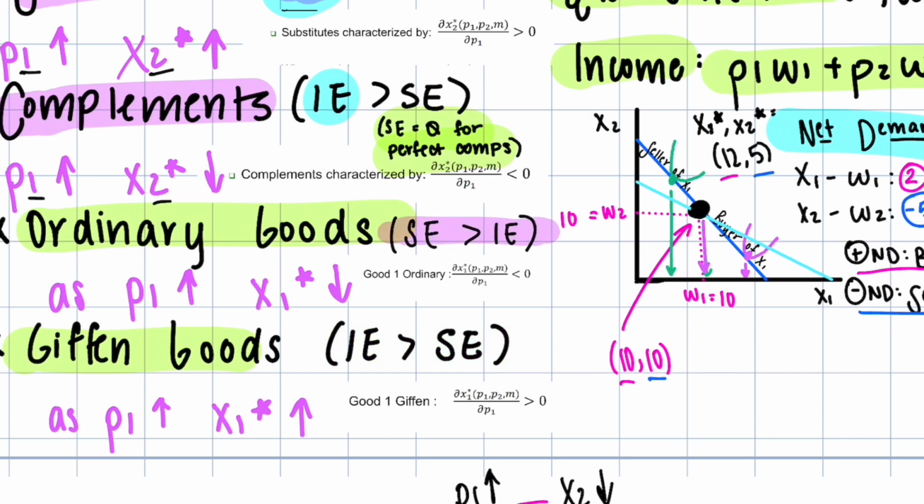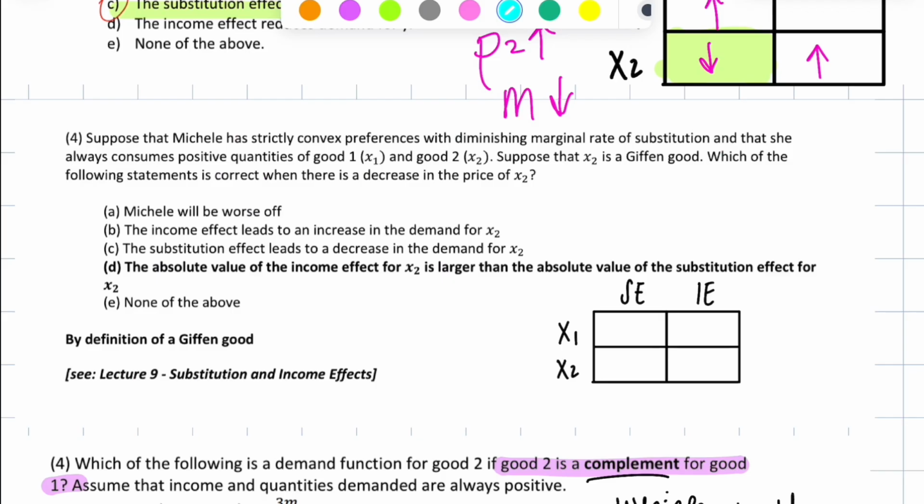Then for Giffen goods, X2 is a Giffen good and there's a decrease in the price of X2. Also note, if it's a Giffen good, it must be an inferior good. All Giffen goods are inferior goods. This doesn't mean that all inferior goods are Giffen goods. However, if you are a Giffen good, you are an inferior good. And that's important because it tells us about the income effect. Giffen good tells us about the total effect, and then the decrease in price of X2 will be that substitution effect.